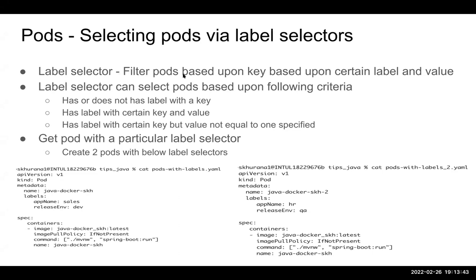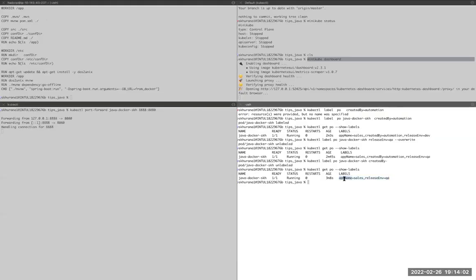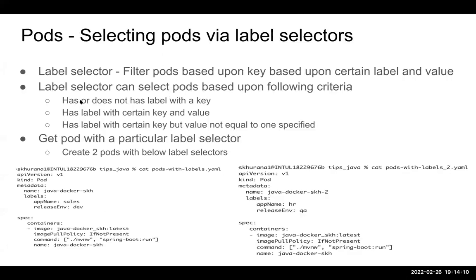It basically filters pods based upon the key only, or based upon key and value together. There are multiple criteria. What are those criteria? The pod has or does not have a label with a key. When I say label and value, what do I mean? App name is the label, for example, and sales is the value. Release environment is the label and QA is the value. So you can select a pod which has or does not have a label with a key, which has a label with a certain key and value, or which has a label with a certain key but the value is not equal to the one specified.